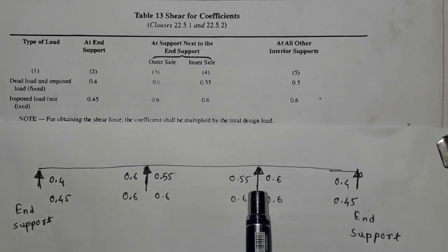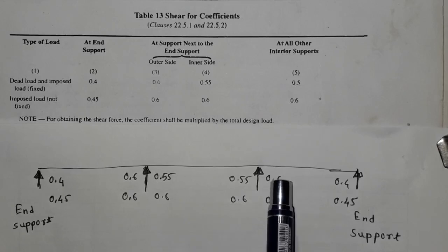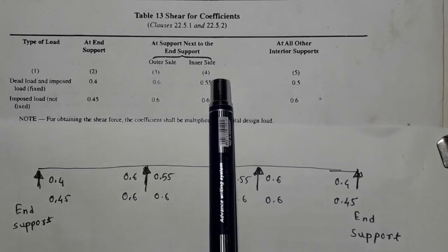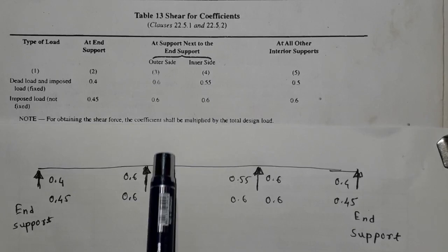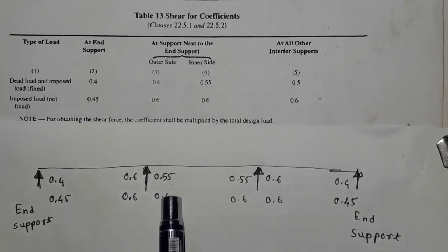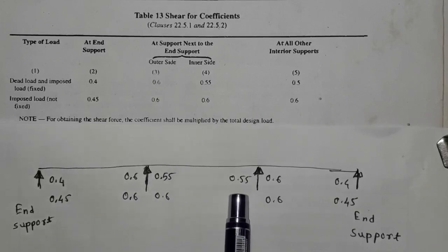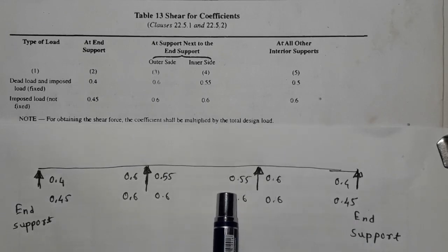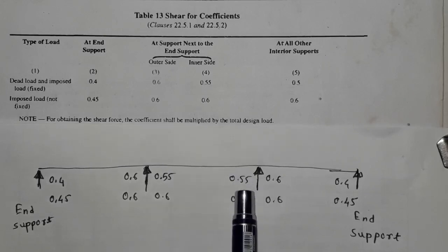Similarly, it is the support next to end support, and the side to the right becomes the outer side of this support. So here the coefficients are 0.6 each, whereas at the inner side the coefficients are 0.55 and 0.6. So it is the support next to the end support. It becomes the inner side, means the side to the right of this support is the inner side, 0.55, 0.6. This is also the inner side because it is the support next to the end support, and the side to the left of this is the inner side. So this is 0.55 and 0.6 are the coefficients.